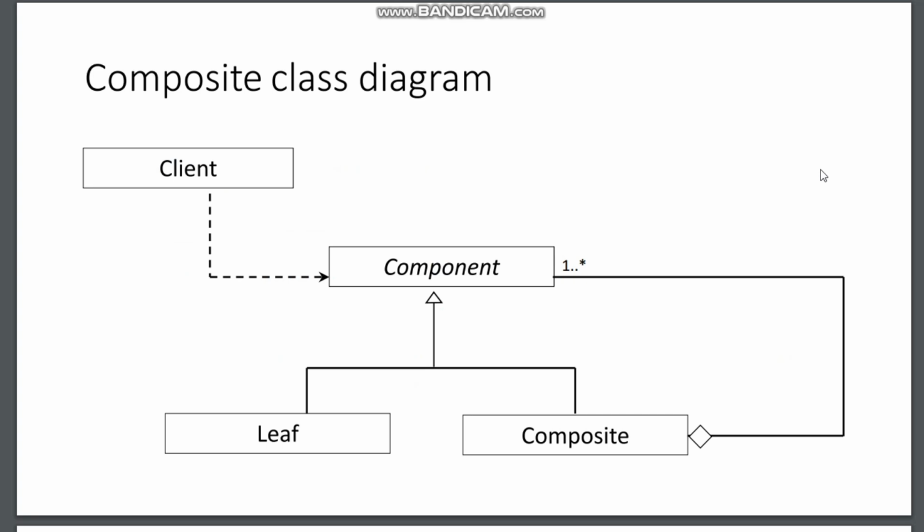This is basically a class diagram of the composite pattern. You can see that the component has a relation with the composite, and here we have the client, and the leaf and composite both have a relationship with that component.